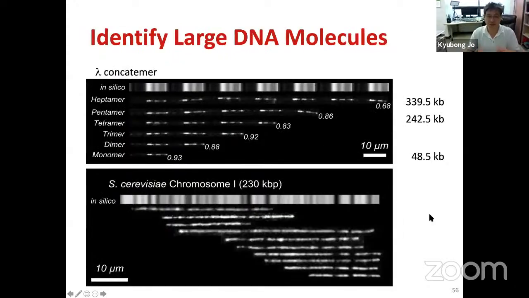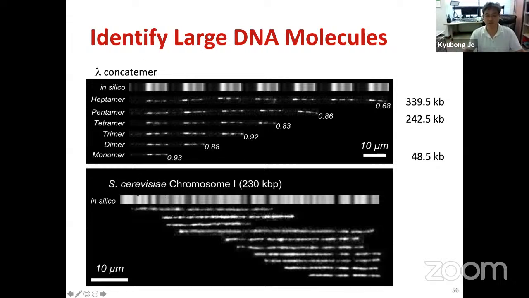So we use this for the lambda concatemer. In that case, a heptamer, the 7 sequences are connected to each other, and we can simply repeat the sequences like that. And this is a pentamer, 5 times, and 4 times, and 3 times, and this is a monomer. Okay, so this works so well to identify each unit of the lambda concatemer.